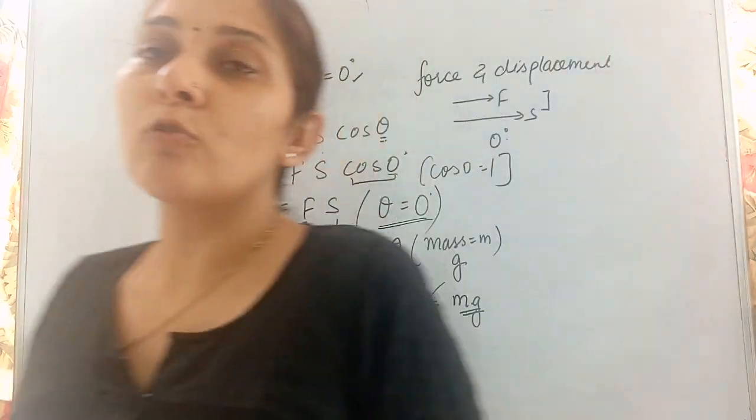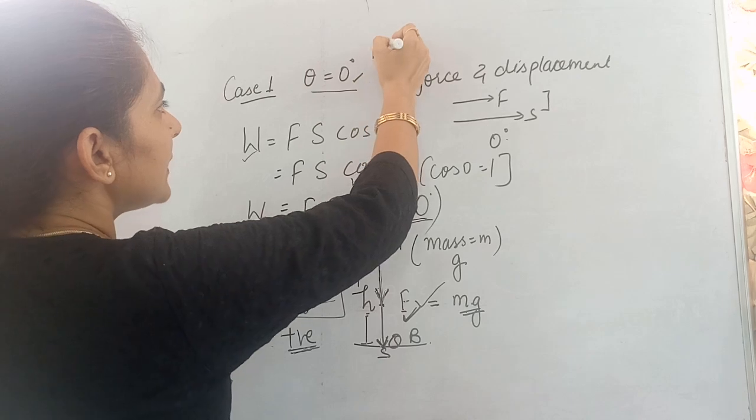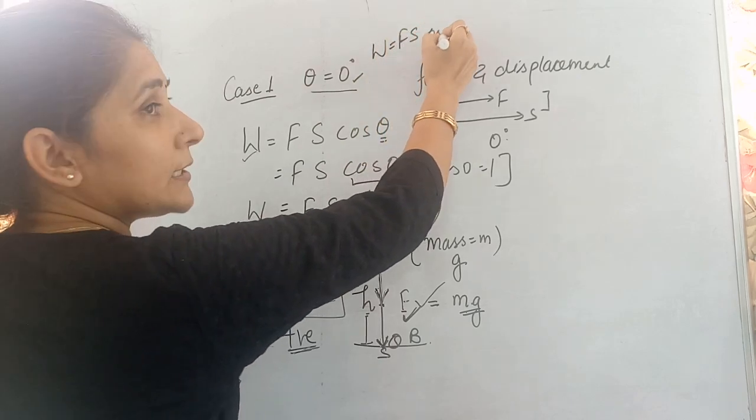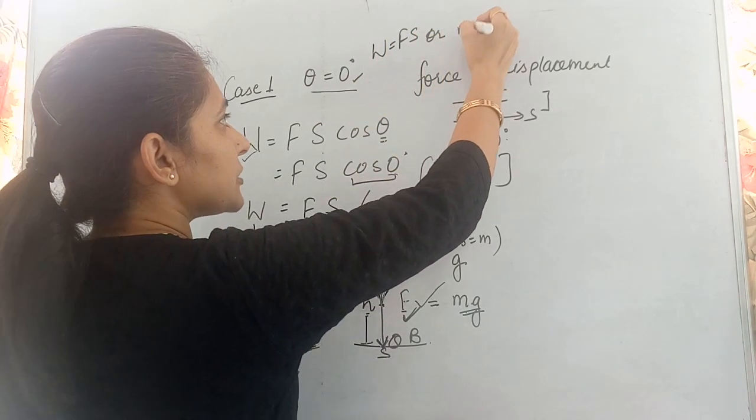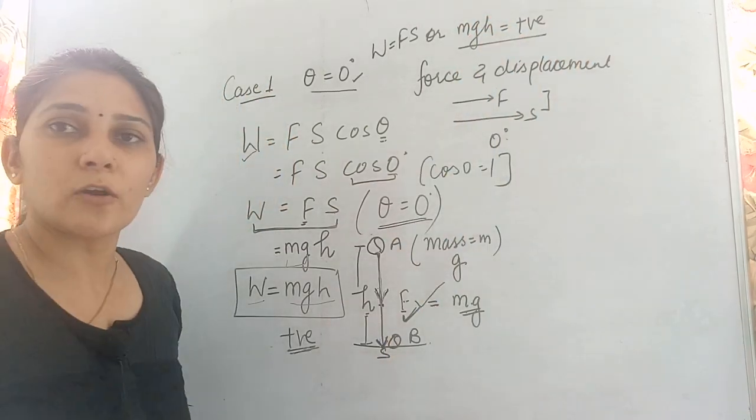So what can we conclude from here? We can say when theta is equal to 0 degree, work done is given by Fs, or it is given by mgh, and the value of work done is always positive. This is one of the cases.